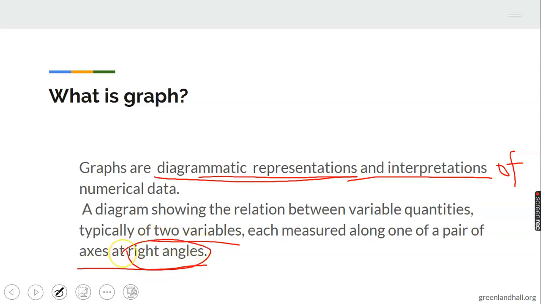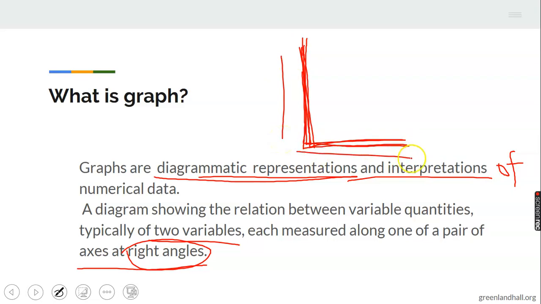At right angles. I told you last week when we did angles in mathematics that a right angle is an angle that has 90 degrees and is drawn this way. You can see this is a right angle. So this is how a graph is always represented, on the right angle. Sorry for the inaccurate drawing. And then we have some variables here and another variable down here. That's a graph, a diagrammatic representation and interpretation of numerical data.